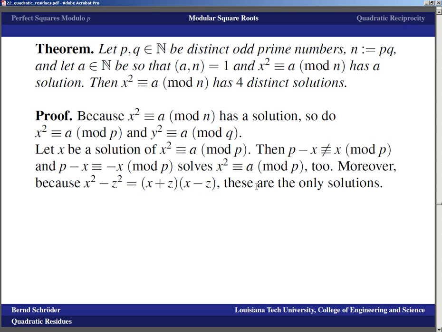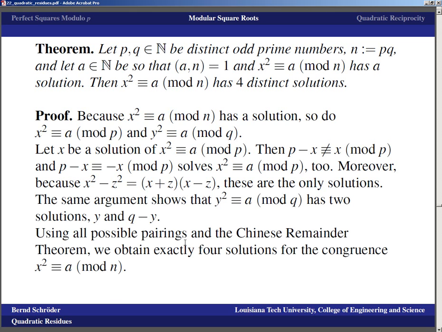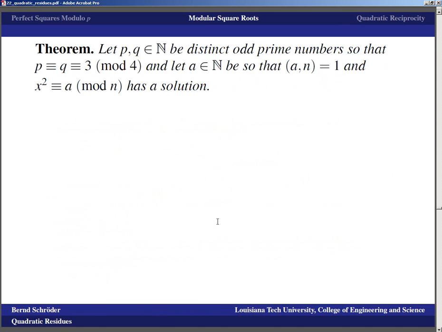I think I'm just rehashing one of the earlier proofs a little bit, but we might as well. The same argument shows that y squared equivalent to a modulo q has 2 solutions, and those are y and q minus y, and we're going to use that a little bit later on. And if we use all possible pairings and the Chinese remainder theorem, we obtain exactly 4 solutions for the congruence x squared equivalent to a modulo n, namely all the possible pairings of x and p minus x with y and q minus y.